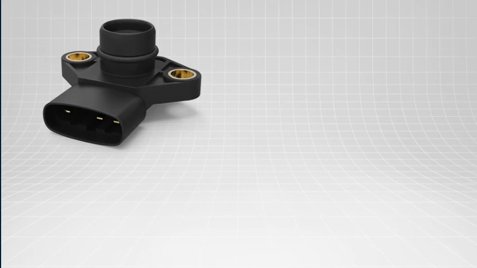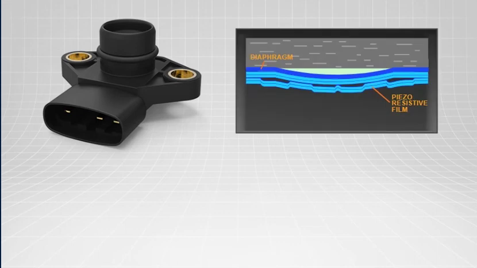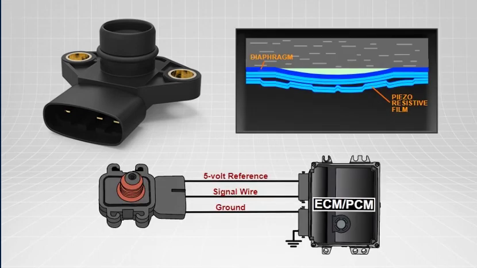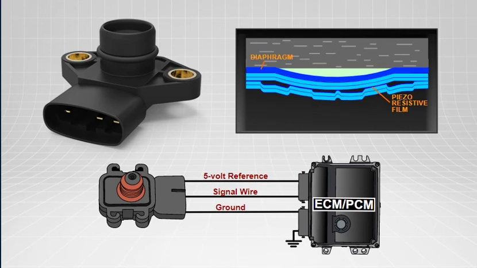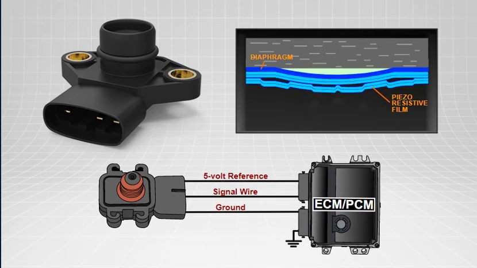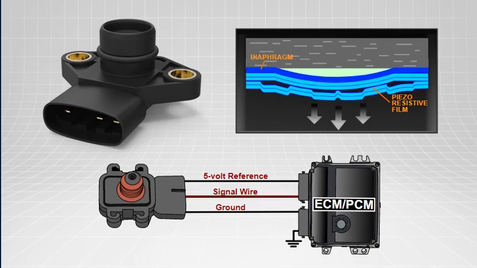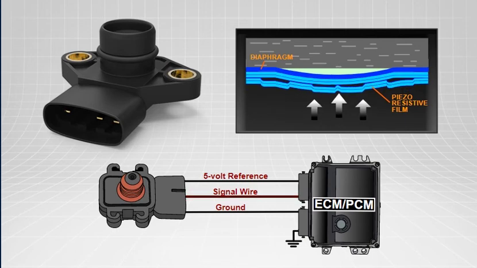Piezo-resistive devices change resistance as pressure on their surface is applied and released. In this MAP sensor, a diaphragm is covered with piezo-resistive film. The PCM supplies 5-volt reference. As the diaphragm moves in response to atmosphere pressure changes, the resistance changes and voltage on the signal wire changes also.